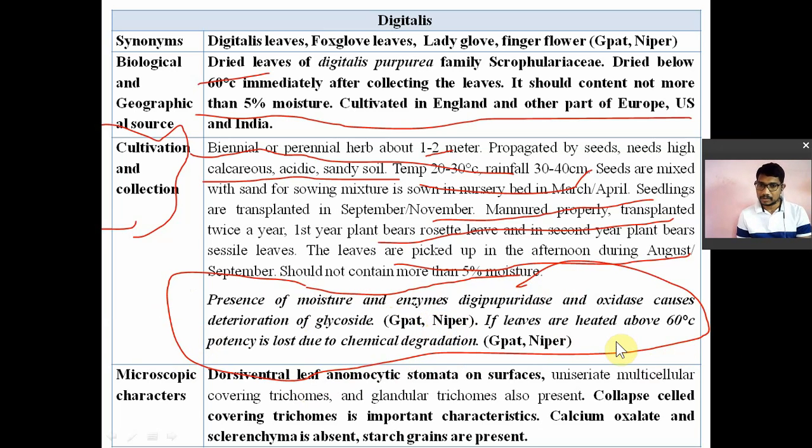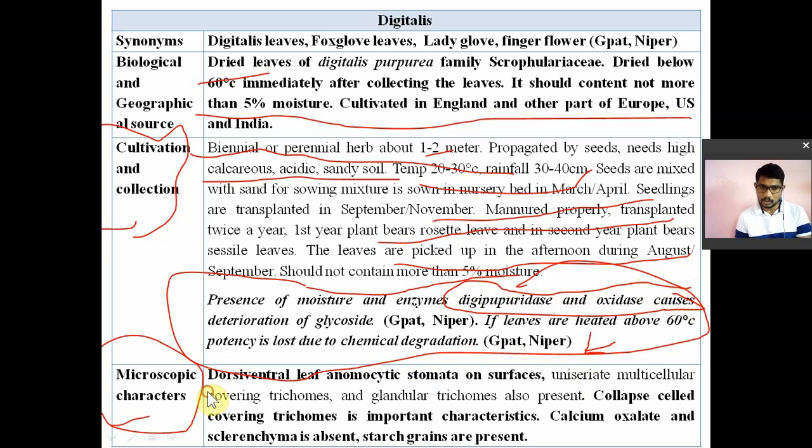It was a question in GPAT. So presence of more than 5% water or moisture, or there is one enzyme known as digipurpuridase. This enzyme is also responsible for the hydrolysis of cardiac glycoside. These two enzymes, oxidase and digipurpuridase. And if you heat the leaves above 60 degrees Celsius, potency is lost by chemical degradation.